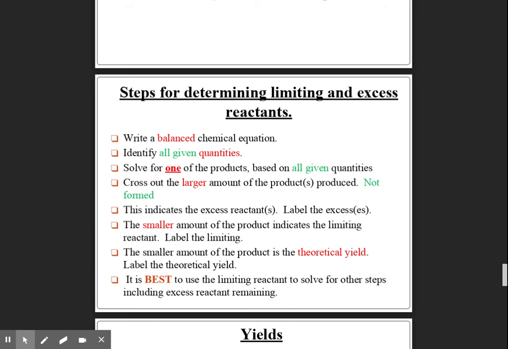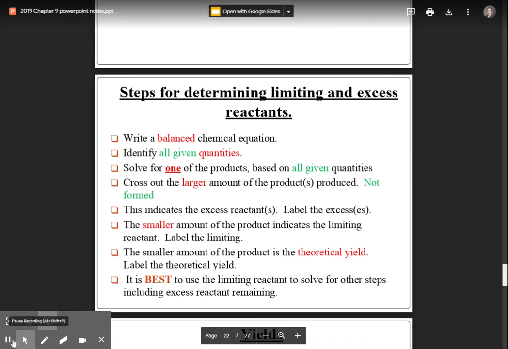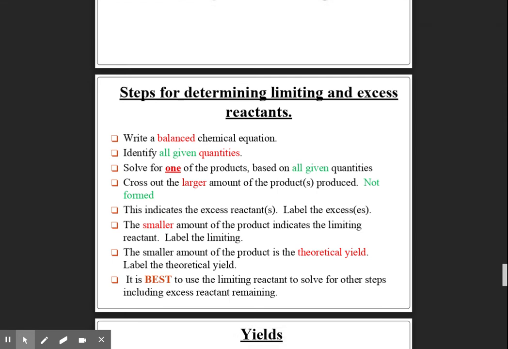Okay? So the excess reactant would be the reactant that produces the larger of the two amounts of product that we cross out. Okay? So I said earlier that it didn't matter which of the products you chose for. We just had to choose a random product to solve for it to do this.